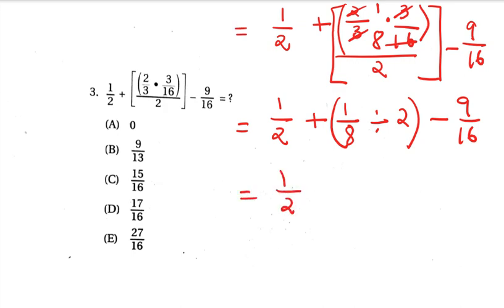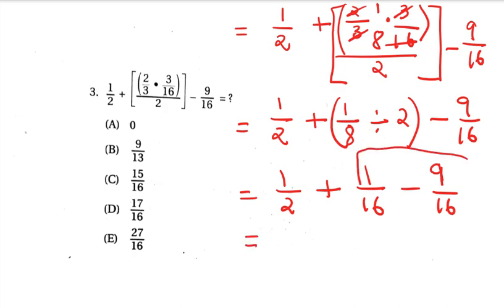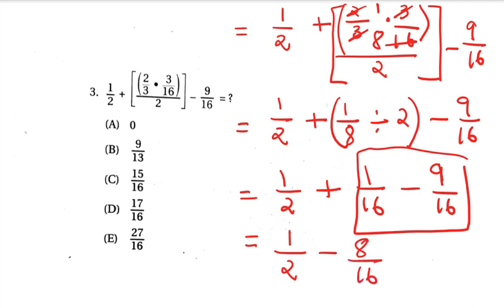1 by 2 plus 1 by 16 minus 9 by 16. Alright, so now what you can do from here, solve these two, because they have the same denominator. 1 by 2, sorry, not plus, excuse me, 1 by 2 minus 8 by 16.